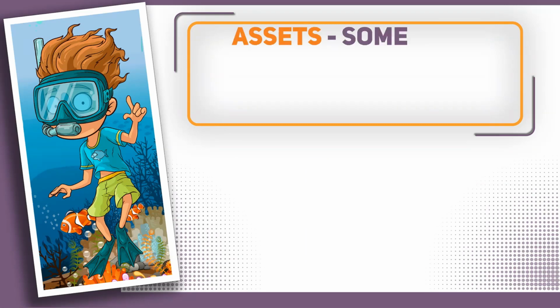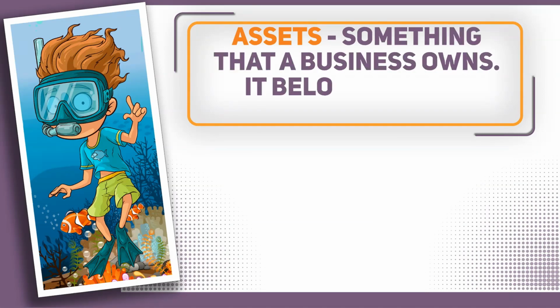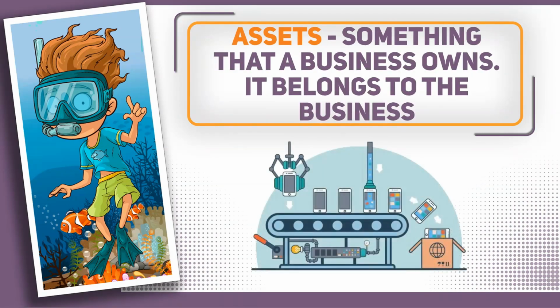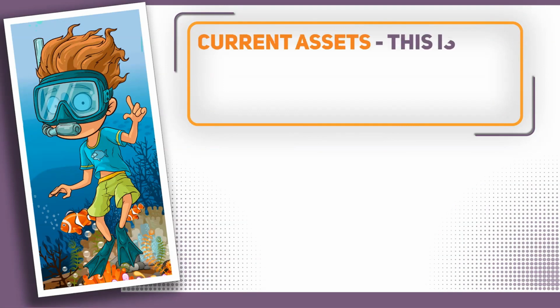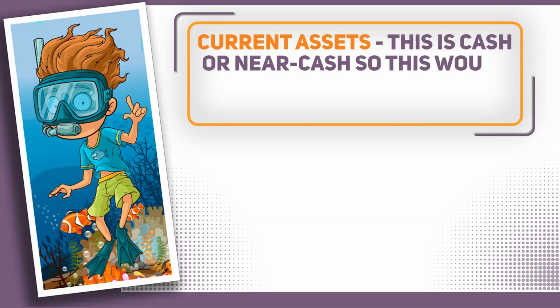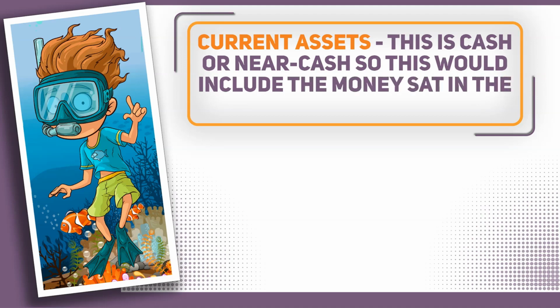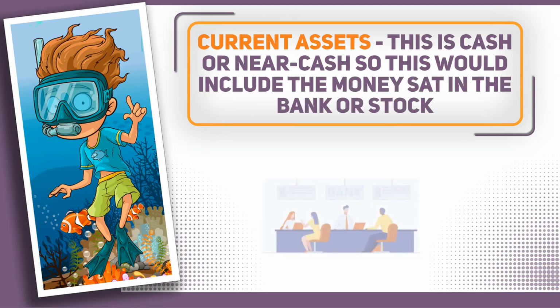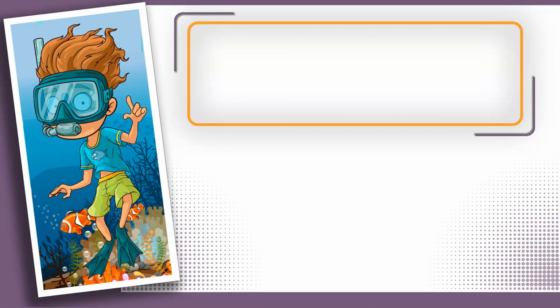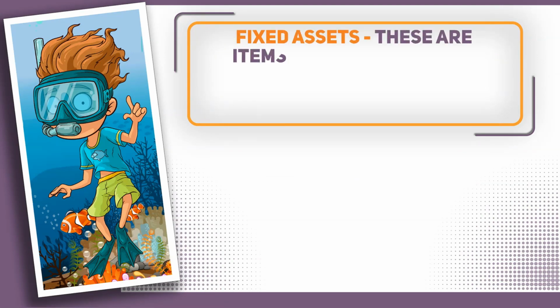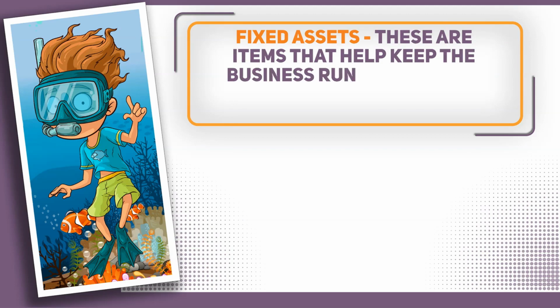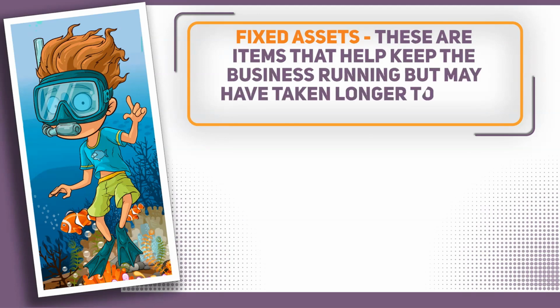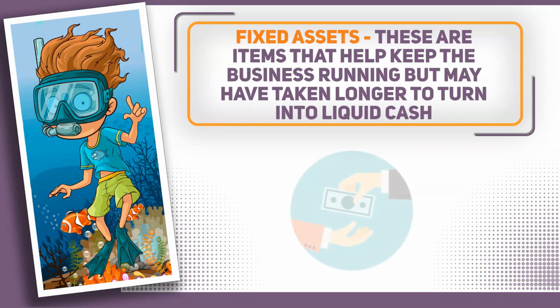Firstly, he needs to be aware that assets are something that a business owns. It belongs to the business. A business will have current assets. This is cash or near cash, so this would include the money sat in the bank or stock, as this can be turned quickly into cash. A business will have fixed assets. These are items that help keep the business running and do have a value, but may take longer to turn into liquid cash. Josh's diving equipment, computer, and tills are all good examples of fixed assets.